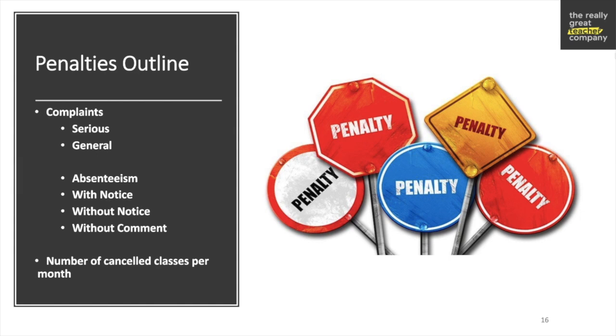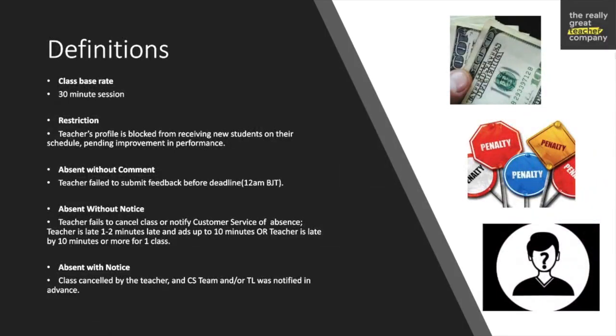Now let's talk about our penalties. As you can see, we have different types of penalties. We have penalties for complaints, whether it be serious or general. We also have complaints for absenteeism, whether it be absent with notice, absent without notice, or absent without comment. We also have penalties for the number of cancelled classes per month. So let's go through them. But before we do, let's talk about some definitions.